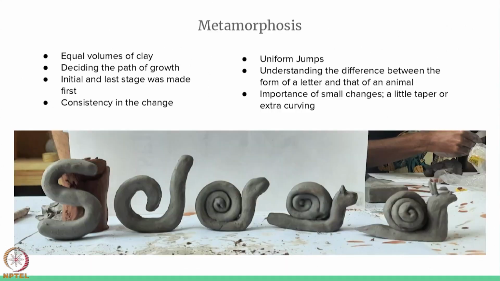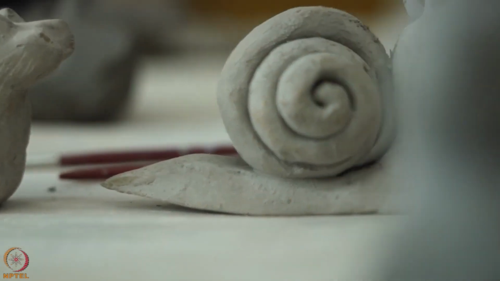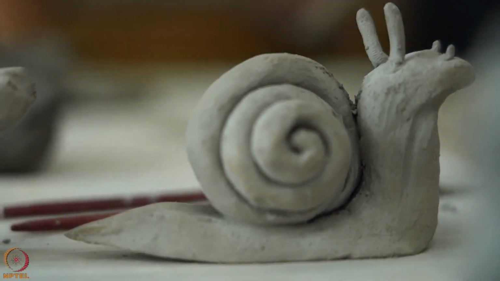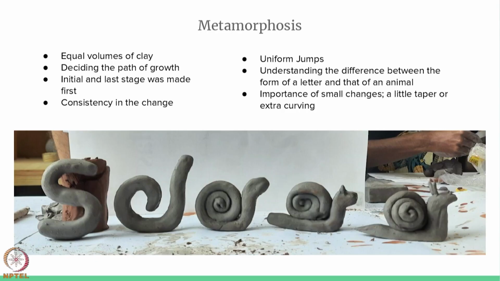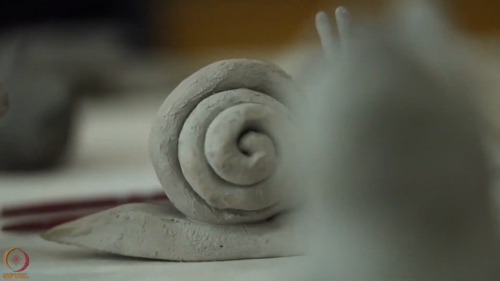So the first assignment we had was metamorphosis. We start by taking equal volumes of clay, 5 parts of equal clay, and we had to transform a letter into an animal. So I chose snail from S. The main part was deciding how it grows and how the form transforms into an animal. Like we can see, S is a very simplified structure with just 2 curves. But as it gets more complex, as it becomes a snail, there is the whole shell and the ears and eyes that come out.